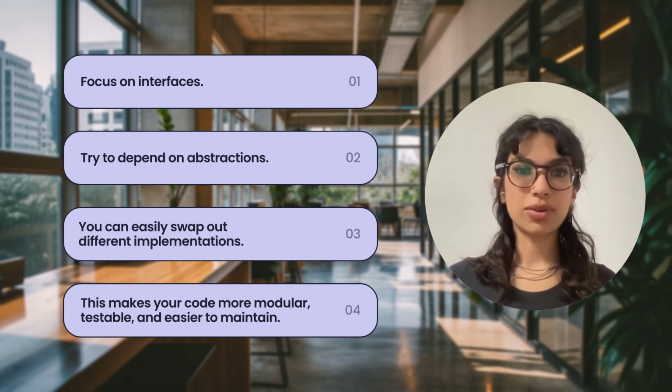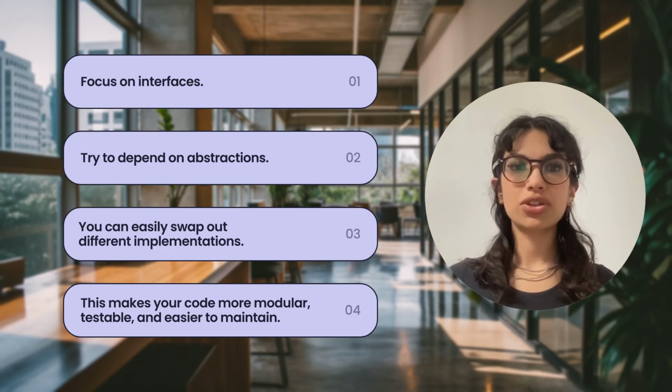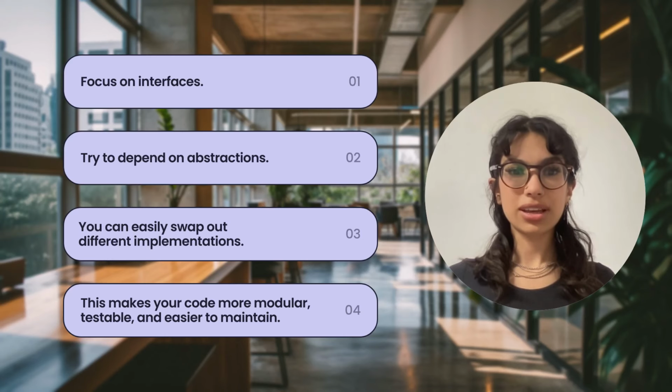If you tie your class to an implementation, you're stuck with it. But if you use an interface, you can easily swap out different implementations without changing the class that depends on it. This makes your code more modular, testable, and easier to maintain.